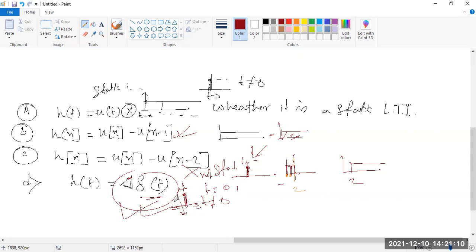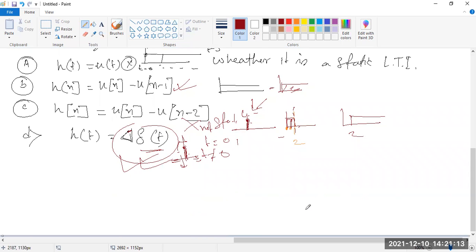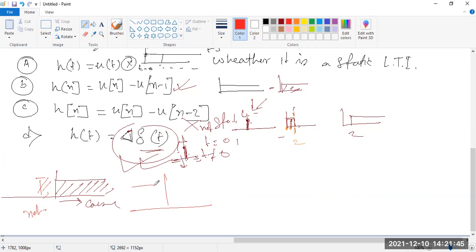Okay, now the next topic is whether this is causal or non-causal. You know the definition of causal? If there is any existence on the positive side, then it is causal. If there is anything existing on the negative side, then it is non-causal. And what is anti-causal? Anti-causal means the signal has only parts in the negative side, and no parts in the positive. So this is called anti-causal.